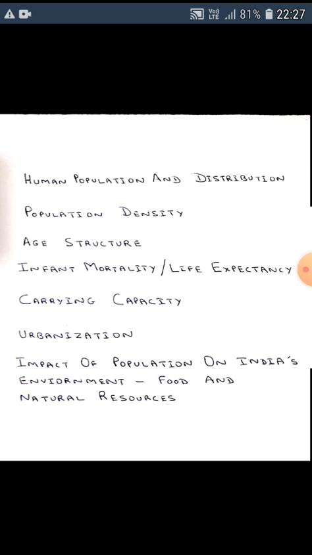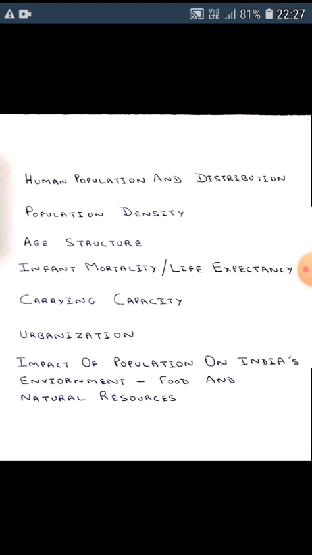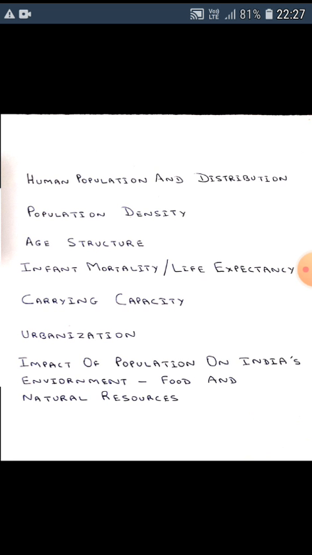In India, high infant mortality is responsible for low life expectancy. Furthermore, lack of basic amenities of life, that is, access to clean water, nutritious food, and elementary education, is also responsible for low life expectancy.